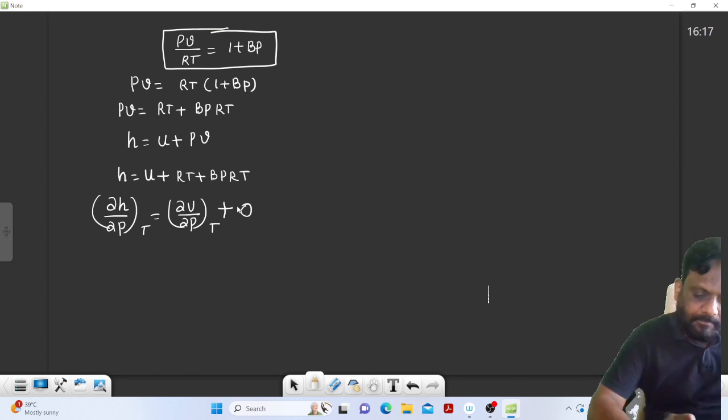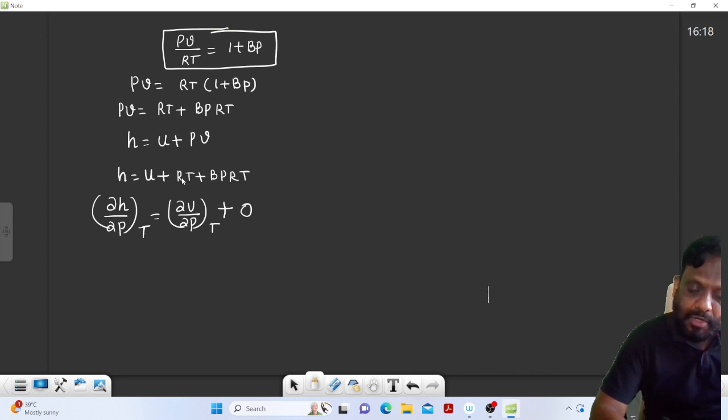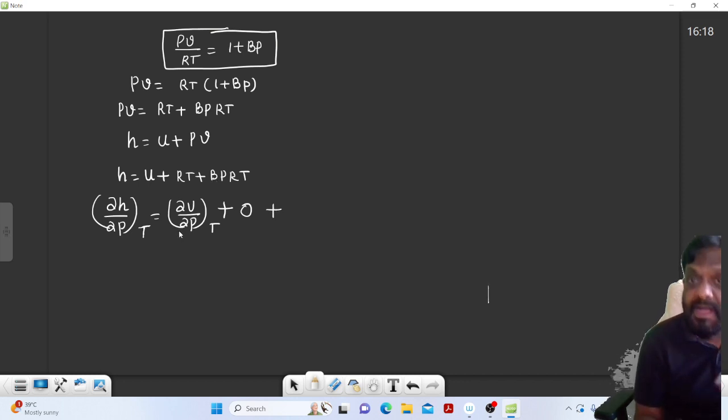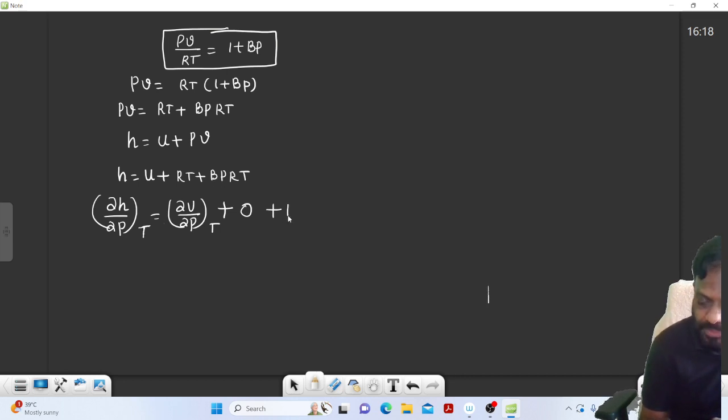Let me repeat. You are differentiating this at constant temperature. Temperature is constant. R is constant. This whole term is constant. Differentiation of constant is 0. Why is it constant? R is a gas constant. T is already constant here. Plus B is a temperature dependent parameter, so therefore, temperature is constant, so this is constant. R is gas constant. T is constant. Okay. Now P.